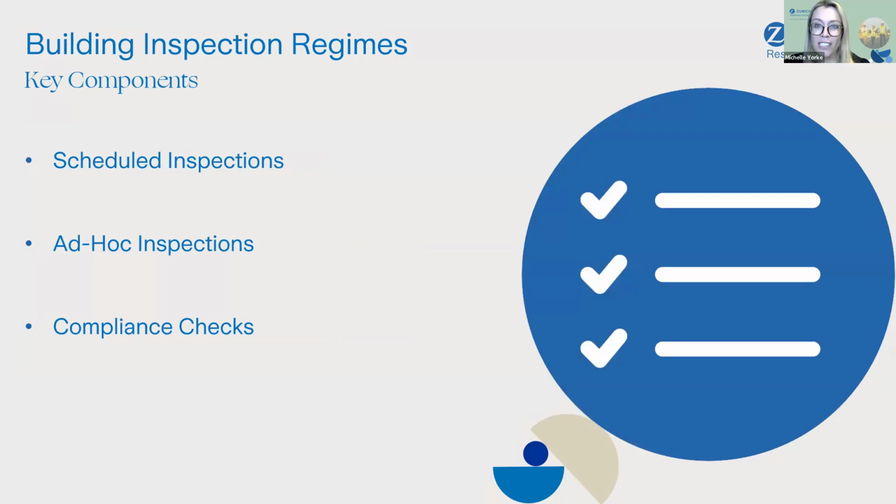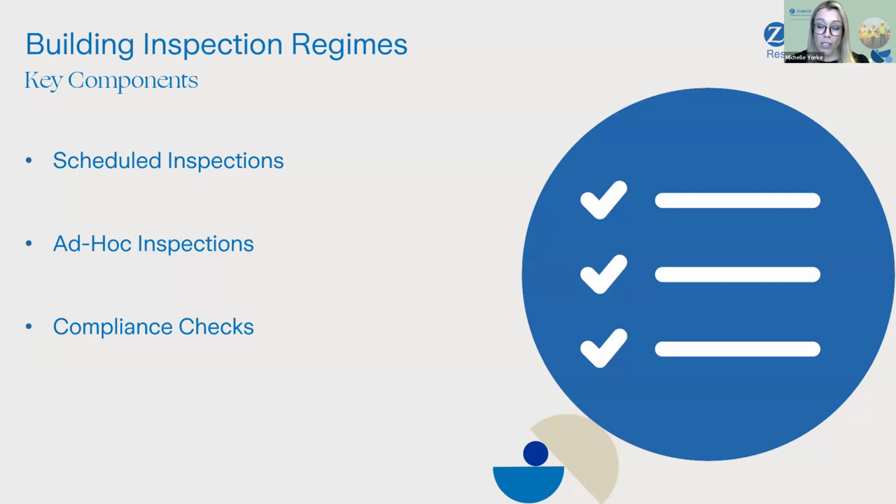So an effective inspection regime includes regular checkups called scheduled inspections, quick ad hoc checks for specific issues, and compliance checks for making sure you meet all safety rules. Regular scheduled inspections help keep everything in good shape. Quick checks are for when unexpected problems pop up, and making sure you follow all the safety requirements and regulations keeps everyone safe and the building compliant. Together, these steps help you manage and maintain the building effectively.